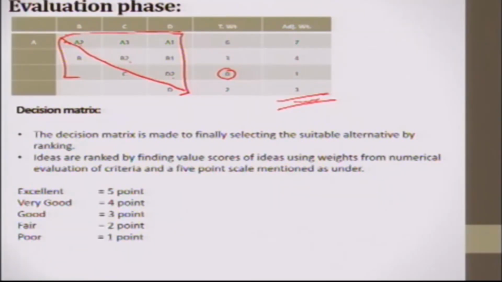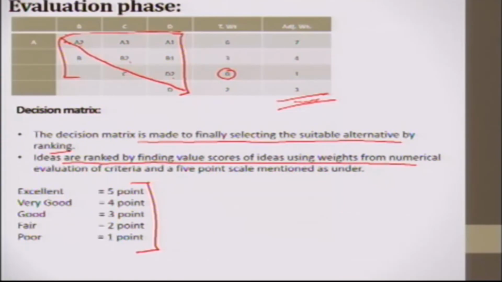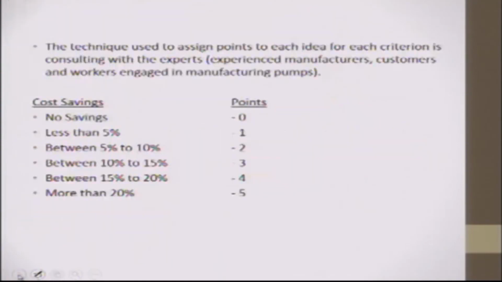So for the decision matrix we choose these criteria. The decision matrix is made finally to select the suitable alternative by ranking. Ideas are ranked by finding value scores of ideas using weights from the numerical evaluation of criteria. These weights are used with a 5-point scale as mentioned below. How do we put that in our decision matrix?